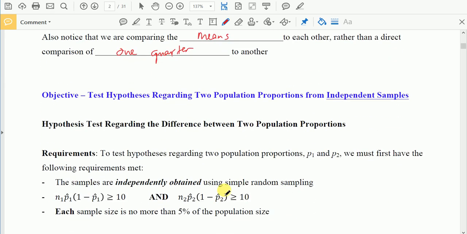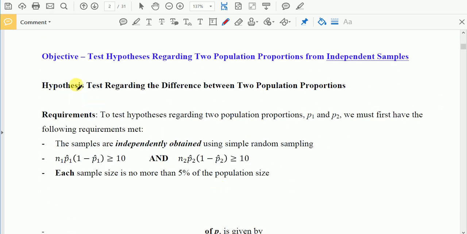Let's move to the next objective. We will also learn about the hypothesis test regarding the difference between two population proportions.